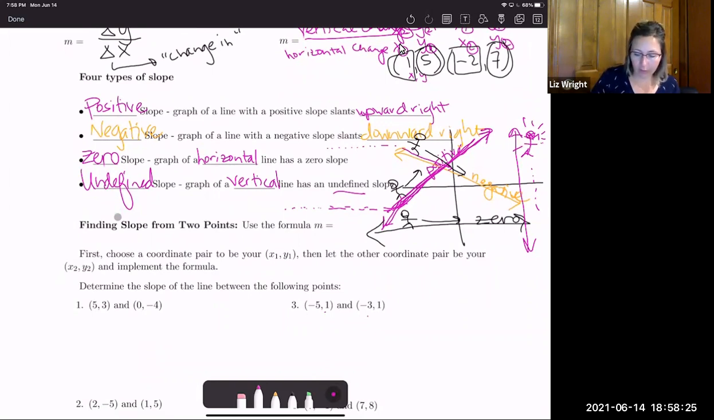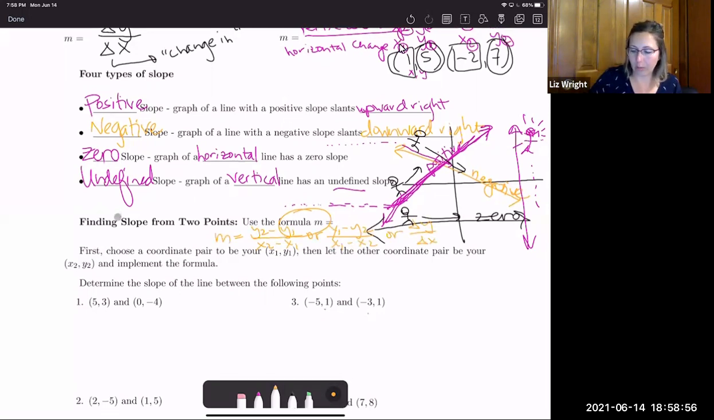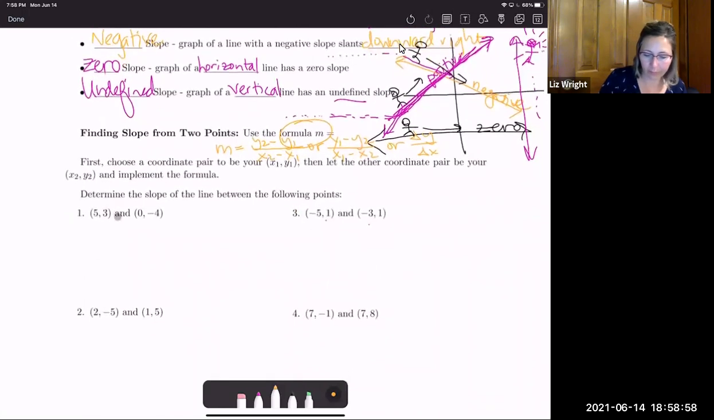So this first way, we are going to find it using our formula, and it's going to be m equals, we can either use y2 minus y1 all over x2 minus x1, or we can do y1 minus y2 all over x1 minus x2, or we can do change in y over change in x. Those are all the ones that we can use for finding our slope between two ordered pairs.